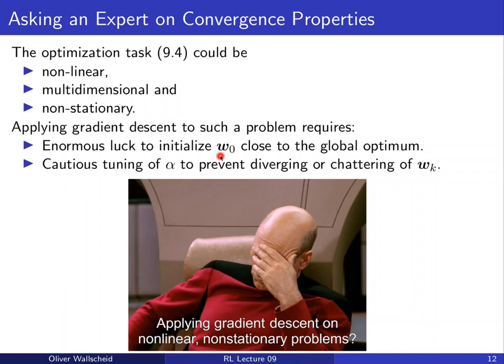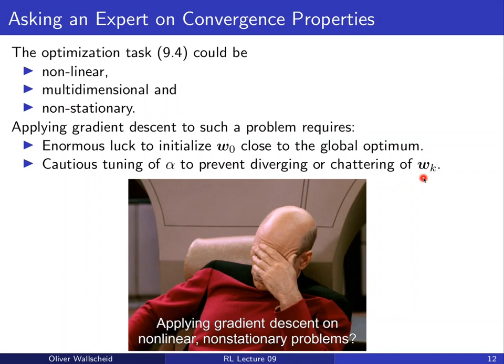Also, if we're really operating on a nonlinear, multidimensional, non-stationary problem, the tuning of alpha, our step size, is also a very delicate option, because we could, for example, jump out of cost valleys, and potentially diverge or lead to chattering regarding WK. So in this case, we have the problem that, also on a numerical basis, we may not be able to find a local optimum even with respect to W. And therefore, using stochastic gradient descent or any gradient descent method for such an optimization problem is normally something which we really don't want to do.